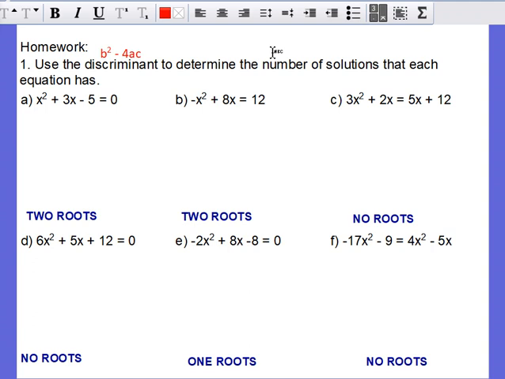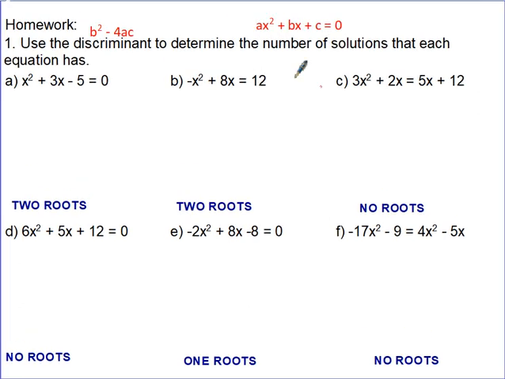We got to make sure that all of these are in ax squared plus bx plus c equals 0 form. Some of them are not, so be very cautious of that. Like, look, b is not, c is not, and f is not. So just be cautious of those. You will have to rearrange.